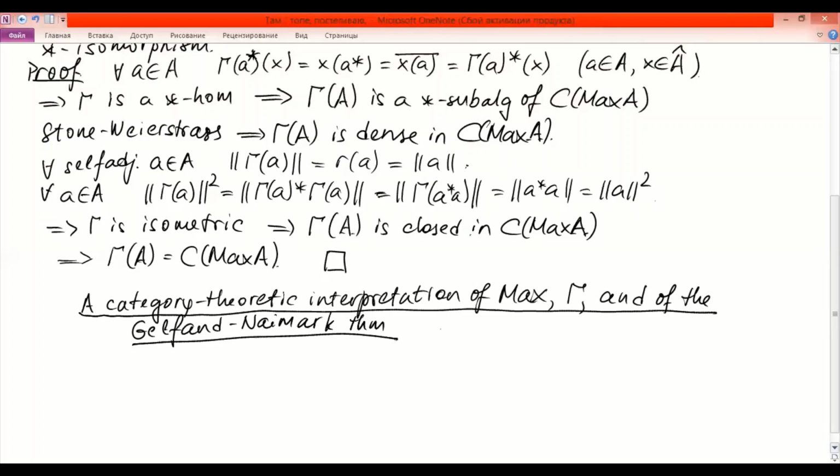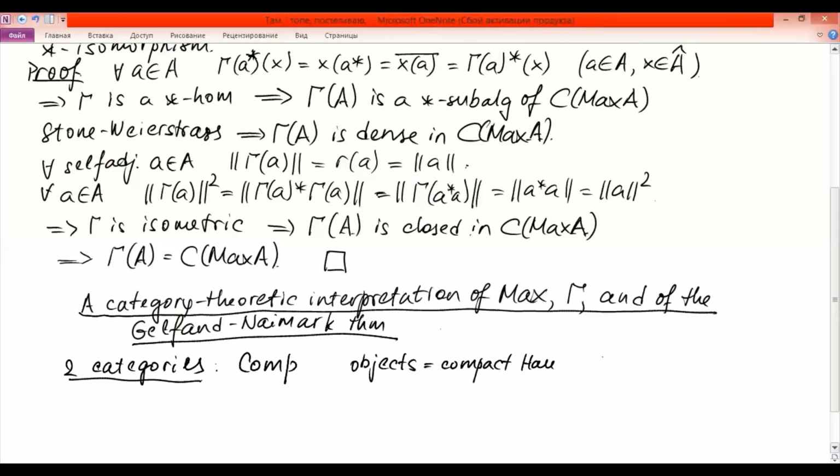So we consider the following two categories. The first category will be denoted by comp. The objects of the category comp are compact Hausdorff topological spaces. The morphisms are just continuous maps.